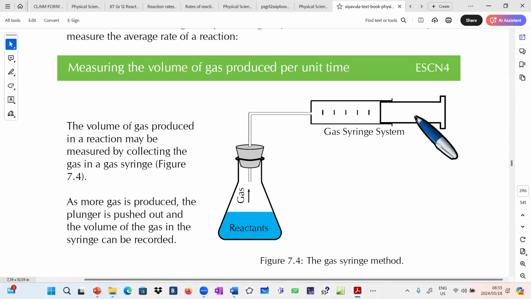So you take the plunger. By the time you start the reaction, you make sure that the plunger is inside the syringe, right? It's further in, you let the reaction take place, and your reactants react. The reaction goes on, and a gas is released. And now you can see this plunger is being shifted back. So as this says, the plunger is pushed out, and the volume of the gas in the syringe can be recorded. Then you read according to the calibrations how much gas is in the syringe. When this plunger is moving out, you measure everything.